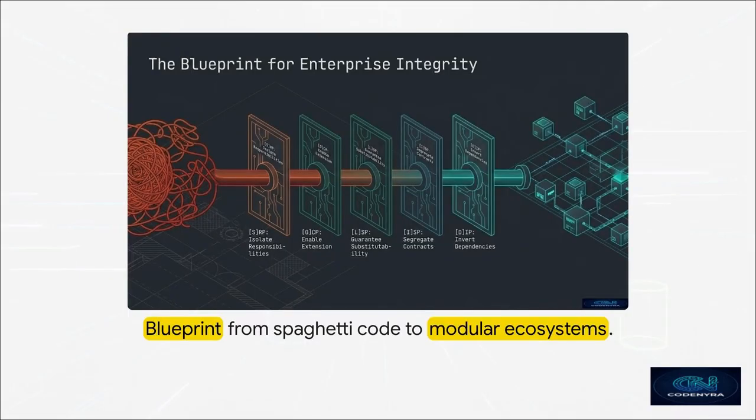Think of SOLID as a kind of clinical blueprint. It's the cure for that monolithic legacy spaghetti code we've all wrestled with. It's really a journey from a chaotic, tangled mess, passing through 5 distinct filters and emerging as a beautifully structured, interconnected ecosystem. Each filter serves a unique purpose. It isolates, extends, substitutes, segregates, and inverts. Okay, let's dive directly into this process and examine the first crucial filter.